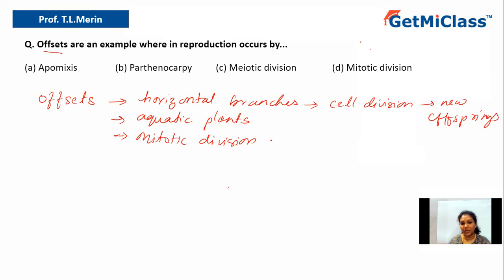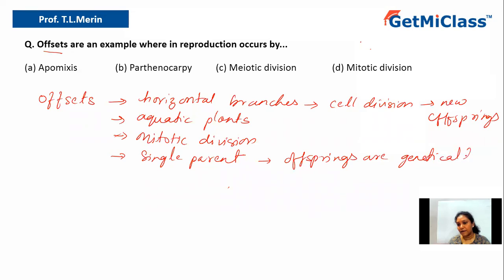So there is no formation of gametes here. And hence, only one single parent is involved because we are talking about the branches, right? So it belongs to only one single parent. Any of the parents can give rise to new offspring. So here there is involvement of a single parent. Hence the offsprings which are formed are genetically identical. Why? Because they all are formed from the same parent. They are identical to the parents as well as identical among themselves.